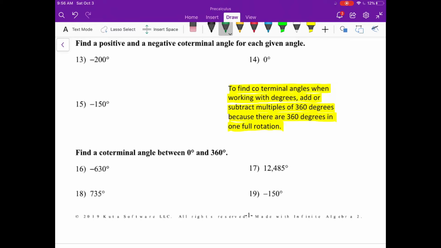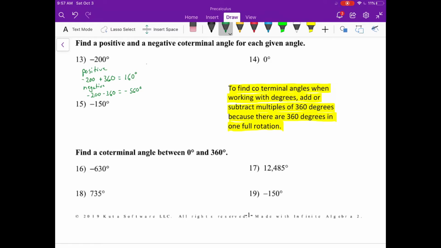Number 13, I'm going to just take a couple minutes to talk through a few things. The obvious answer to get a positive is to take the negative 200 degrees and add 360 to it. And that will give us a positive 160 degrees. So there's our positive angle. And then the negative, the straightforward, easiest way to do that is to take the negative 200 degrees, which is already negative, but it wants another one. So we'll subtract a full rotation of 360 degrees, which will give us negative 560. And so there's our answer.